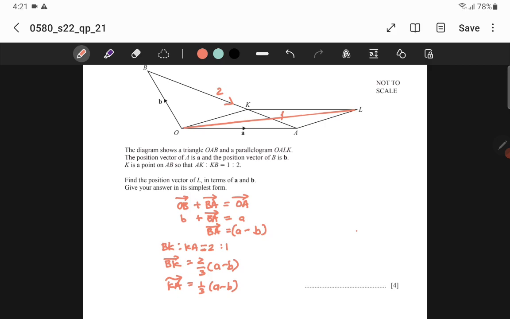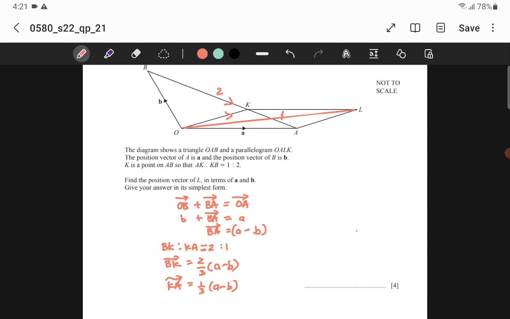Now, to get the OL, OL is the diagonal of the parallelogram, right? So our job is to find OK and also OA, and then to get the OL, I just add the OK with OA. OA I know, but OK I don't. So I will do it like this, because the direction should go like this. This one is a subtraction between the vectors, correct?